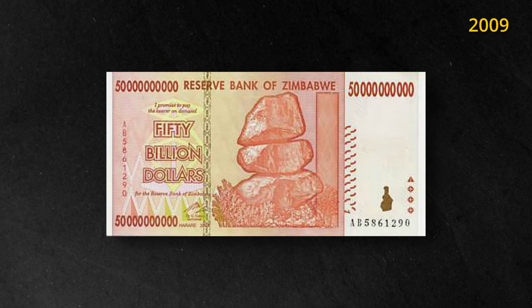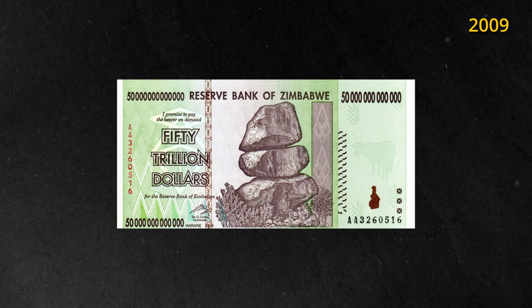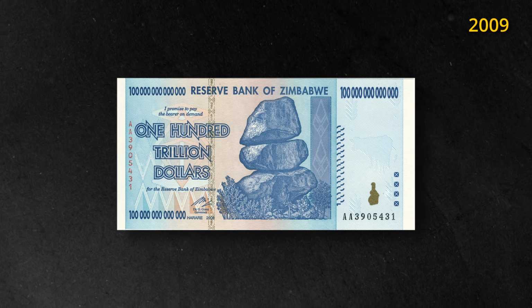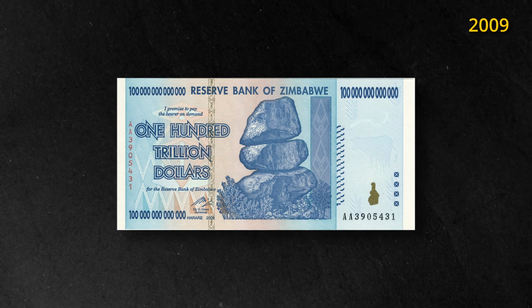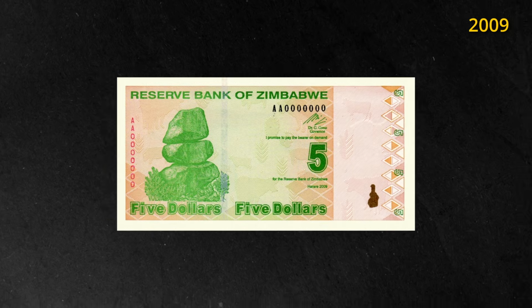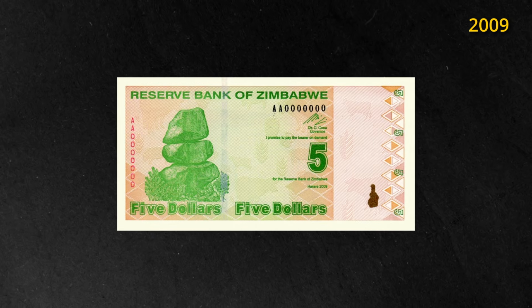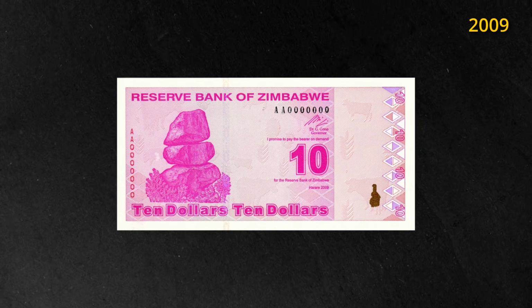$20 billion, $50 billion on the 12th of January 2009, $10 trillion, $20 trillion, $50 trillion and $100 trillion on the 16th of January 2009. All these notes were eventually withdrawn by the 16th of January 2009. On the 2nd of February 2009, the Reserve Bank introduced banknotes of the fourth dollar, equal to $1 trillion.